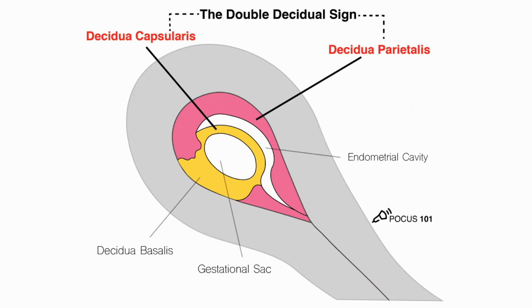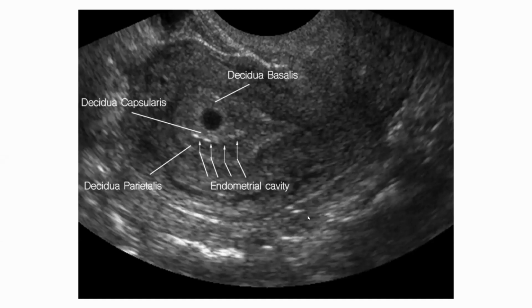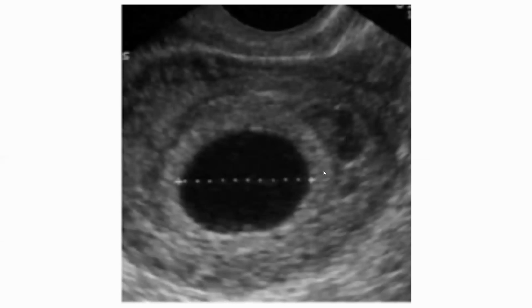So this is a pictograph of the double decidual sign. So you can kind of see this gestational sac in the center with the inner decidua and then the outer decidua within the endometrial cavity. This is what it looks like on sono. See this very bright kind of echogenic ring around the gestational sac, and then the two decidua around that. And then this is just a gestational sac.